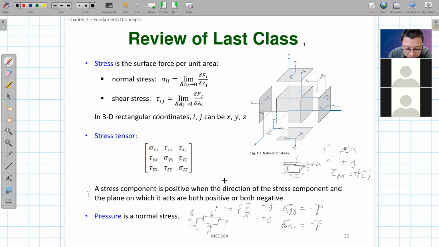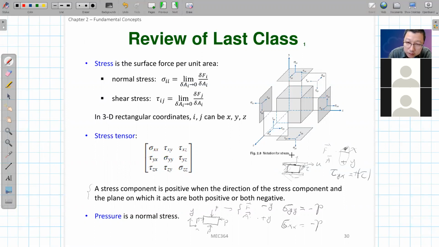For the normal direction, it has this kind of definition. For the shear stress, it basically means that we consider the shear trying to make the fluid deform in a clockwise direction to be positive.